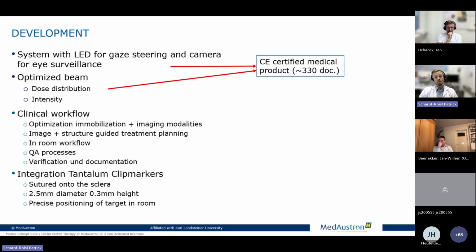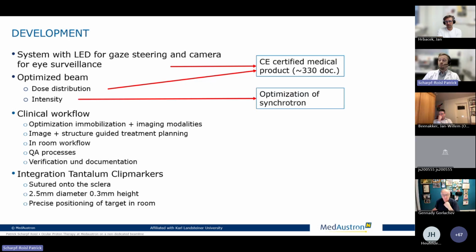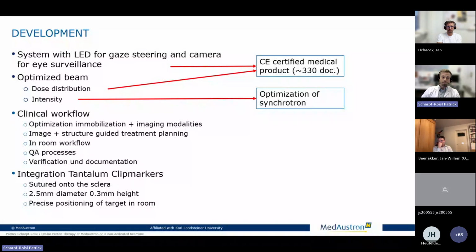And the second part of the beam optimization required an increased intensity. Because of the setup system, which I will explain a bit later, we lose a lot of intensity and therefore we had to increase it. And therefore we optimized our synchrotron by reducing the spill length to have a faster beam delivery.